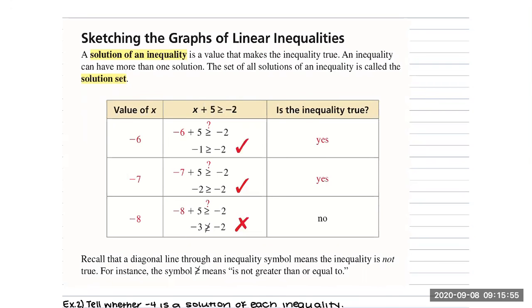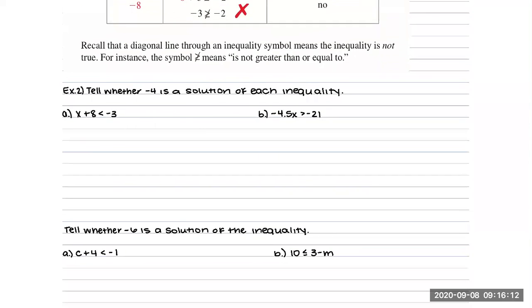You can also see with these examples that we're going to go into, it's asking if a specific value for that variable makes the inequality a true statement. If it is, then it is a solution. If not, then it is not a solution. So if we look at example 2a, we're telling whether -4 is a solution of the inequality x plus 8 is less than -3. The only thing we have to do is substitute in that -4 for x and simplify.